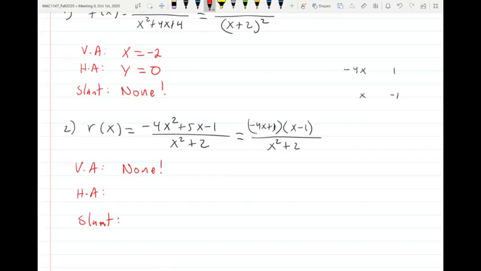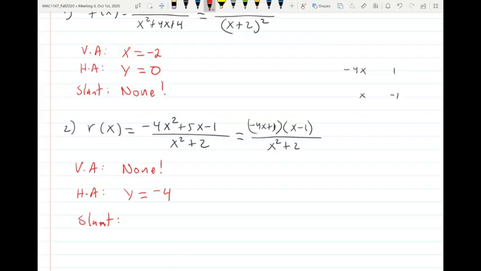All right, no vertical asymptote here. How about horizontal asymptote? Do we have any horizontal asymptote? Y equals -4. Very good. So notice that the degrees are the same. So according to a theorem, it is the ratio of the leading coefficients: the coefficient of the top is -4, the coefficient of the bottom is 1. So that would be -4/1, which is just -4. So y equals -4. Okay, good.